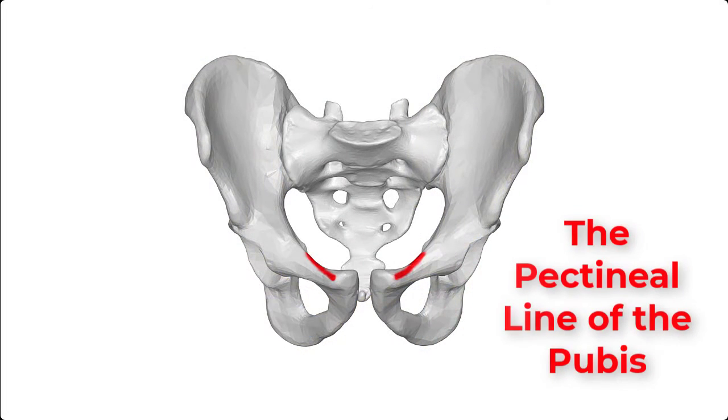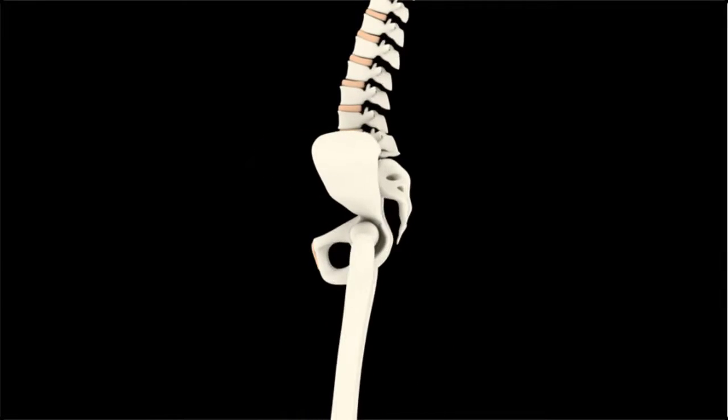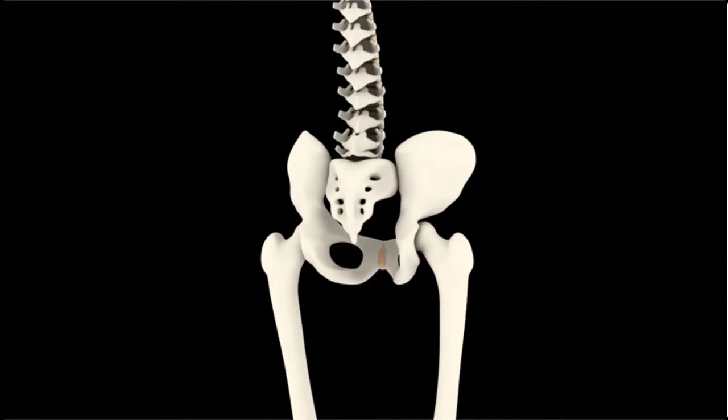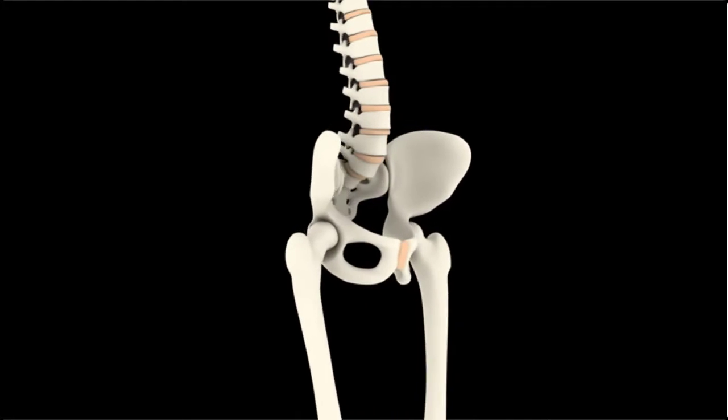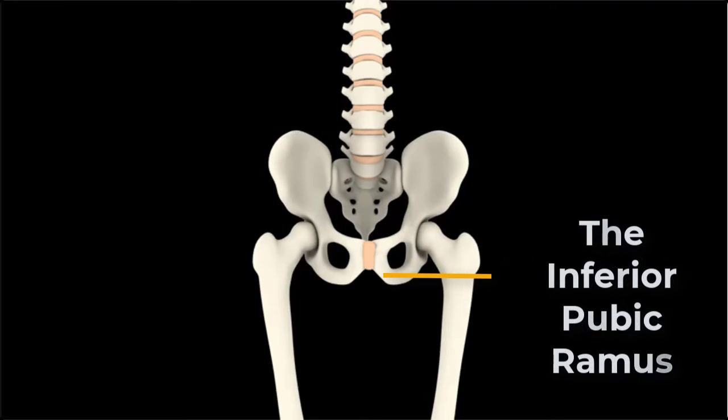The narrow ridge running along the superior margin of the superior pubic ramus is the pectineal line of the pubis. The pubic body is joined to the pubic body of the opposite hip bone by the pubic symphysis. Extending downward and laterally from the body is the inferior pubic ramus.